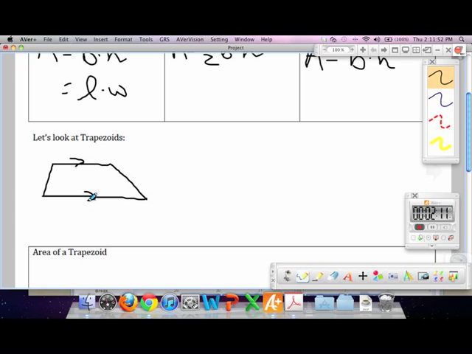Well, you can use the kite formula and say 270 has got to be half of 30 times the other diagonal. Half of 30 is 15. Therefore, if you divide this side by 15 and this side by 15, 270 over 15 should be the length of D2.